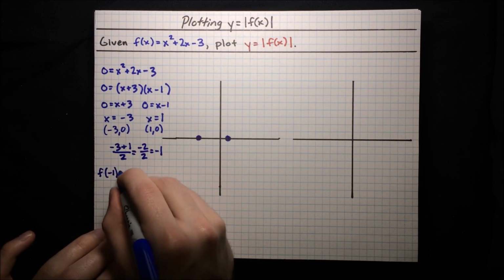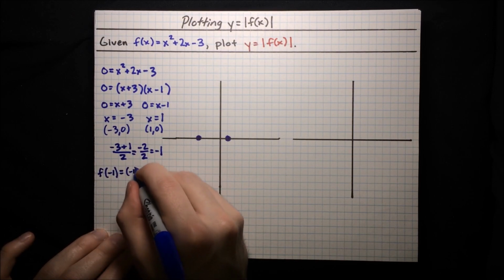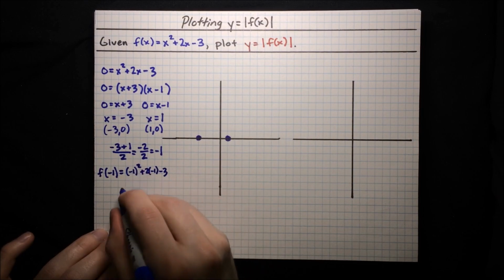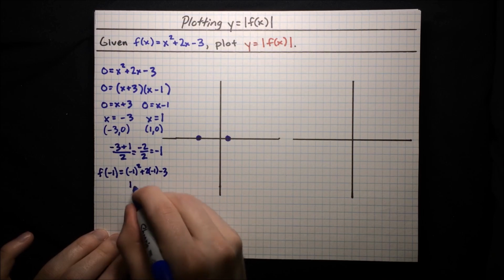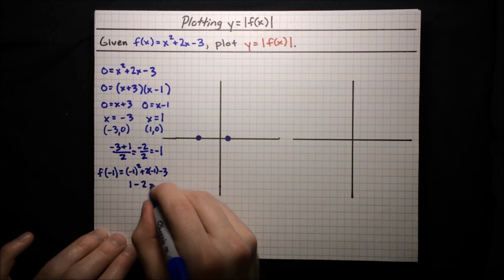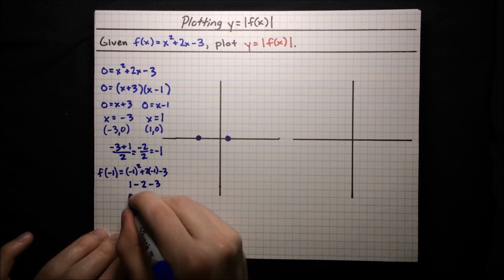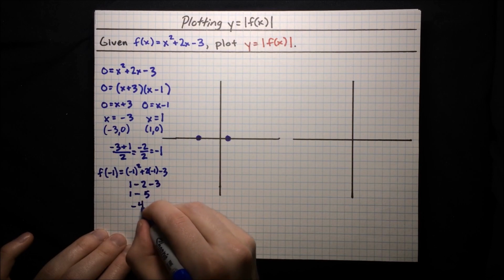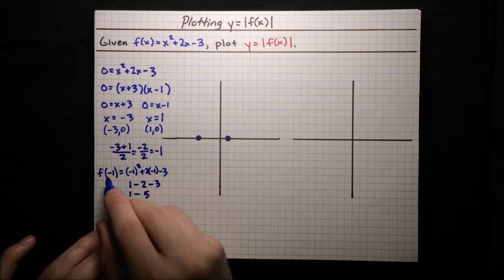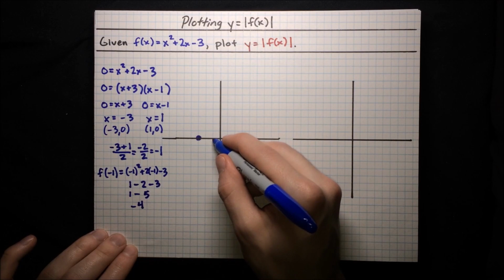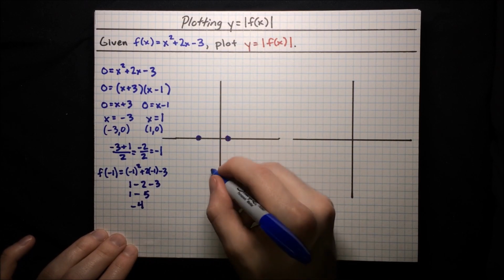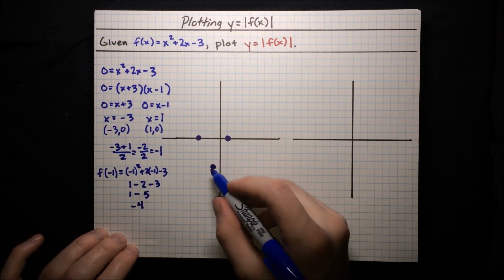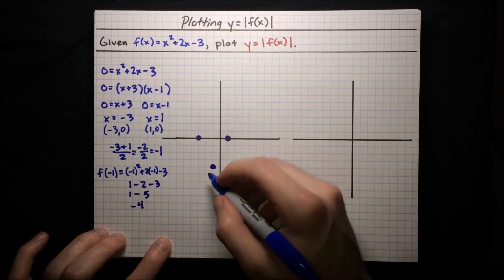And the y-coordinate is f of -1. f of -1 is just (-1) squared plus 2 times -1 minus 3. (-1) squared is 1, and then plus 2 times -1 is minus 2, and then minus 3. So 1 minus 5, and that makes just -4. Okay, so the vertex is at x-coordinate -1 and y-coordinate -4. Go down here. Here we go. Okay, so there's the vertex.